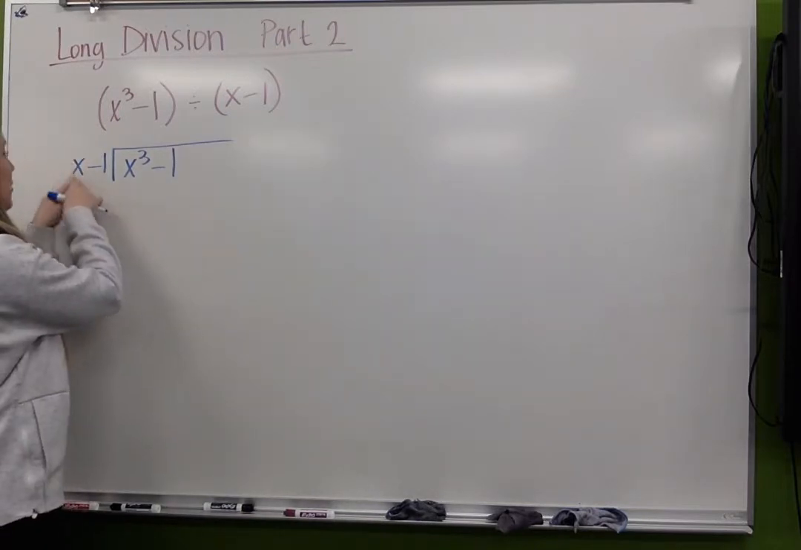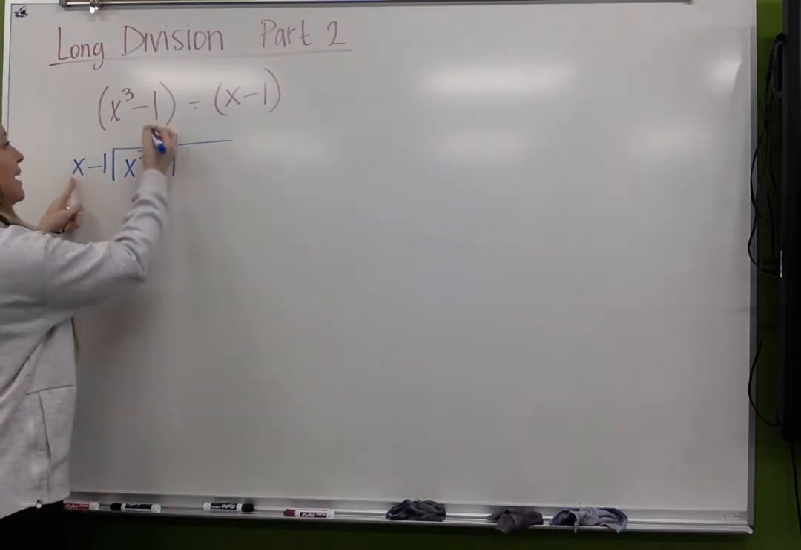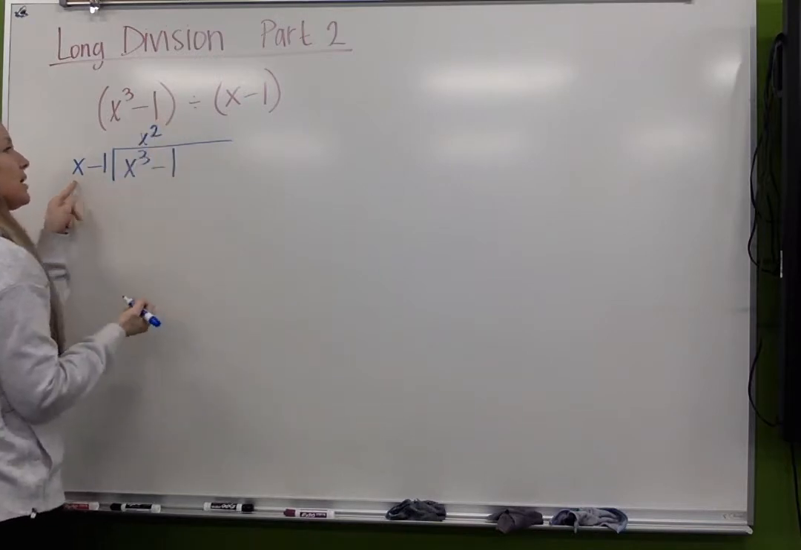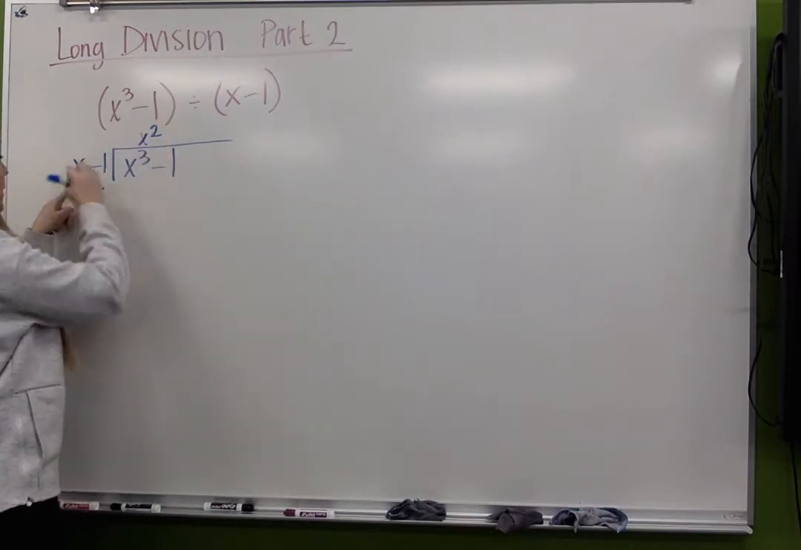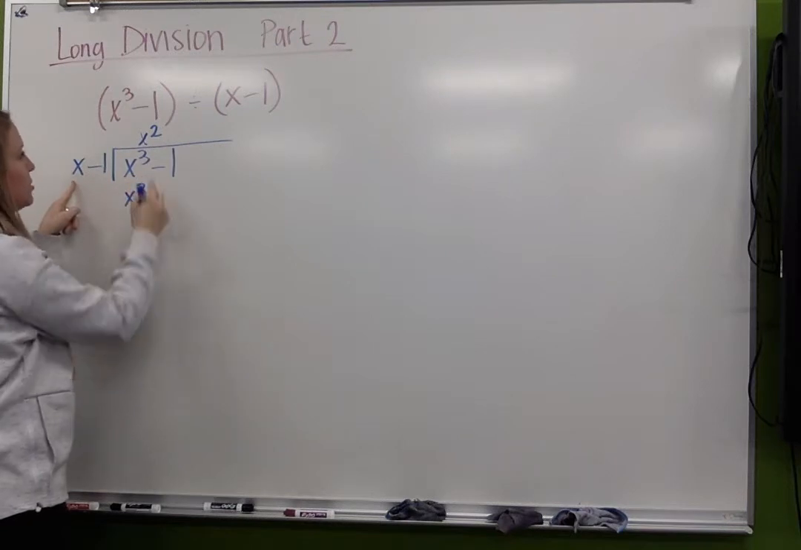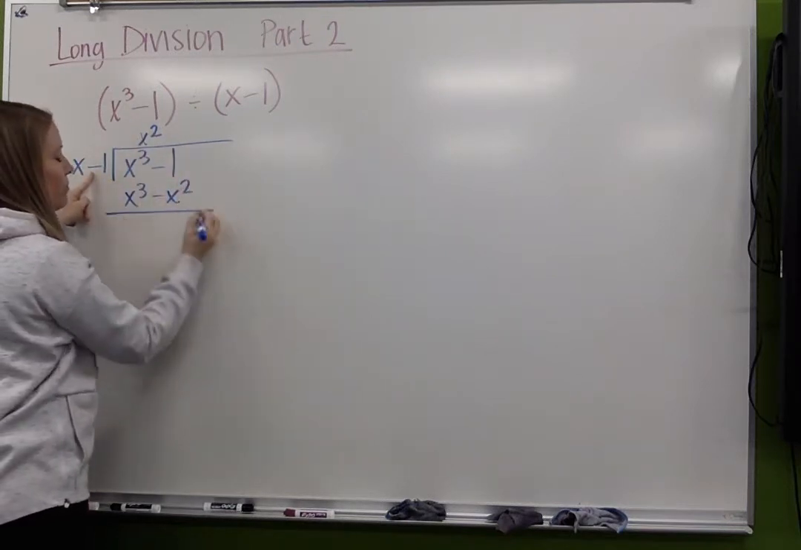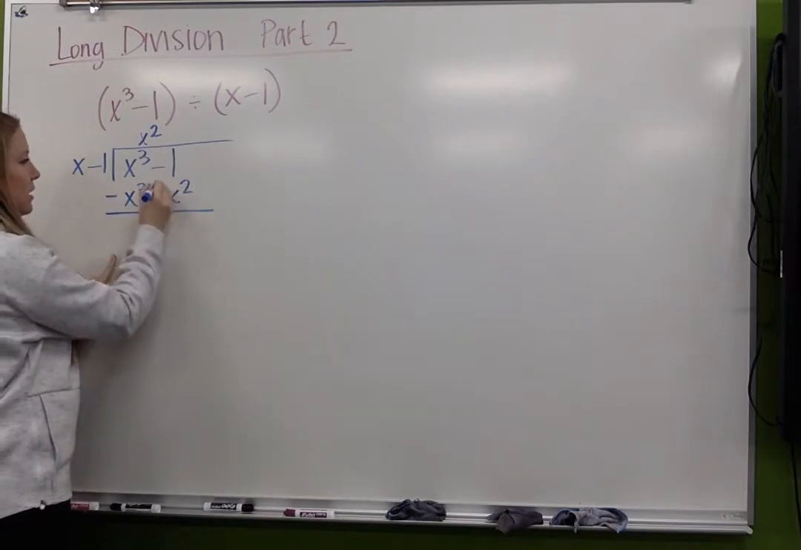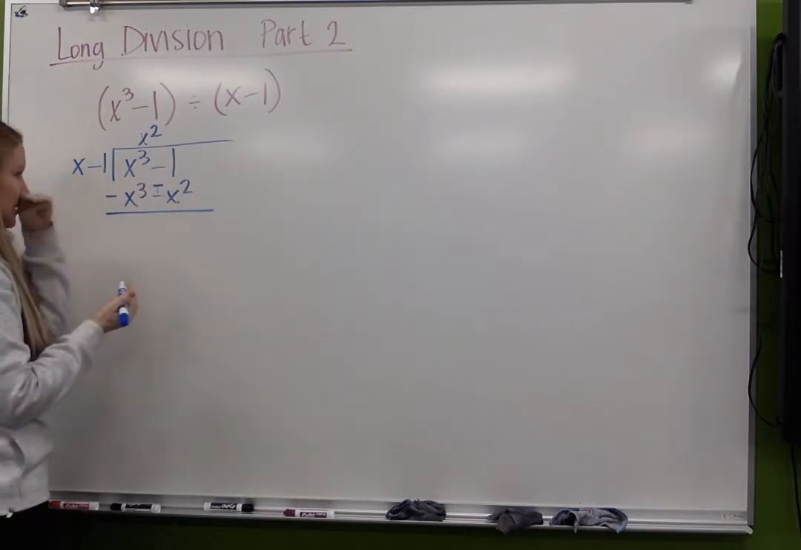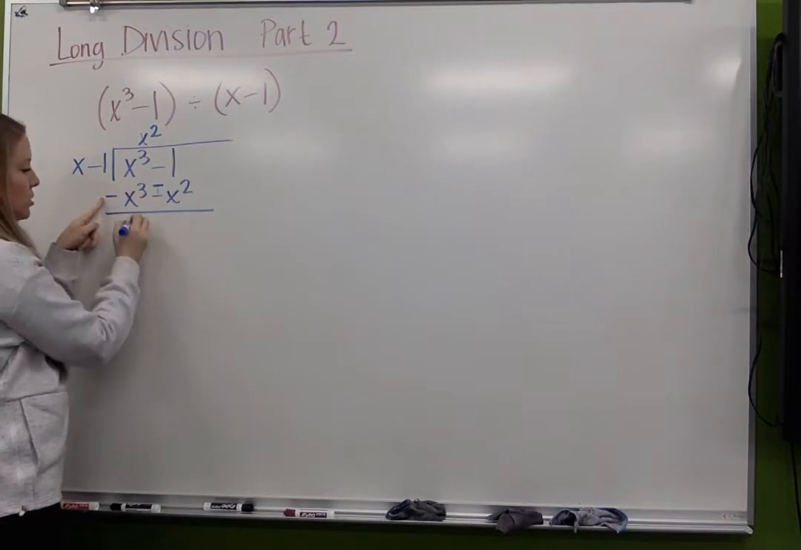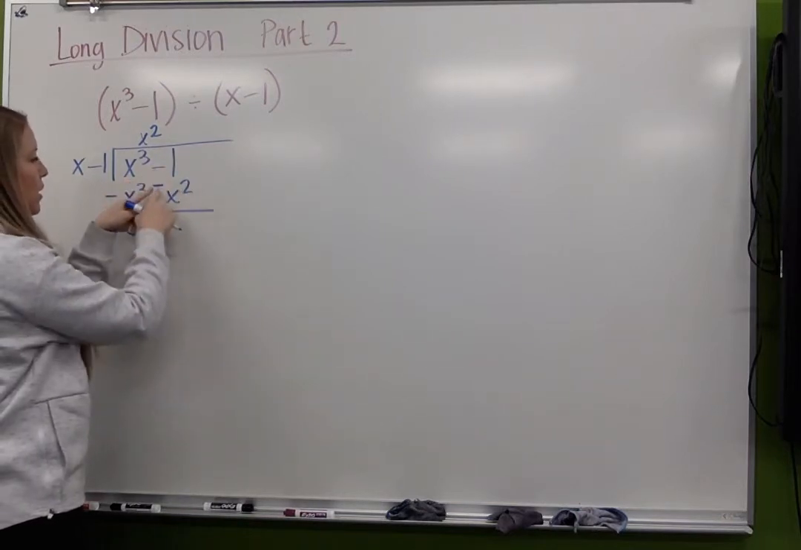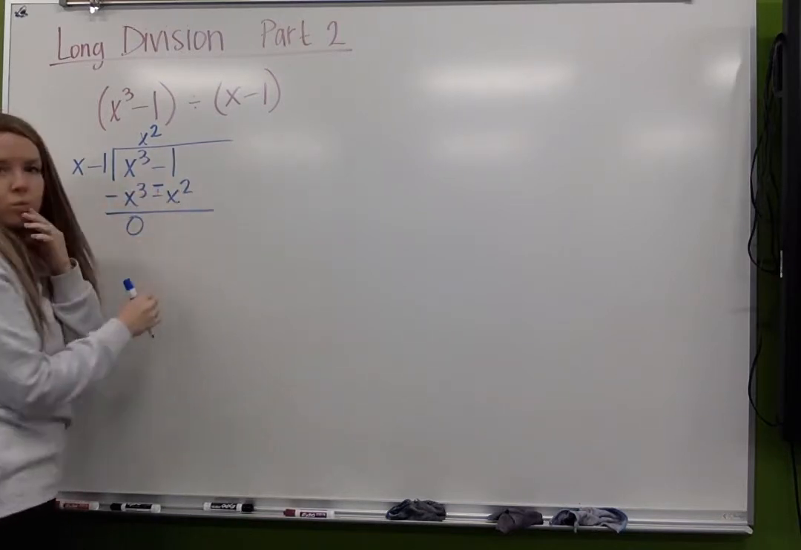All right, how do I get x to look like x cubed? I need to multiply by x squared. So x squared times x is x cubed. X squared times negative 1 is negative x squared. Now I'm going to come in and I'm going to subtract. So I change those signs. X cubed minus x cubed is 0. Negative 1 plus x squared.